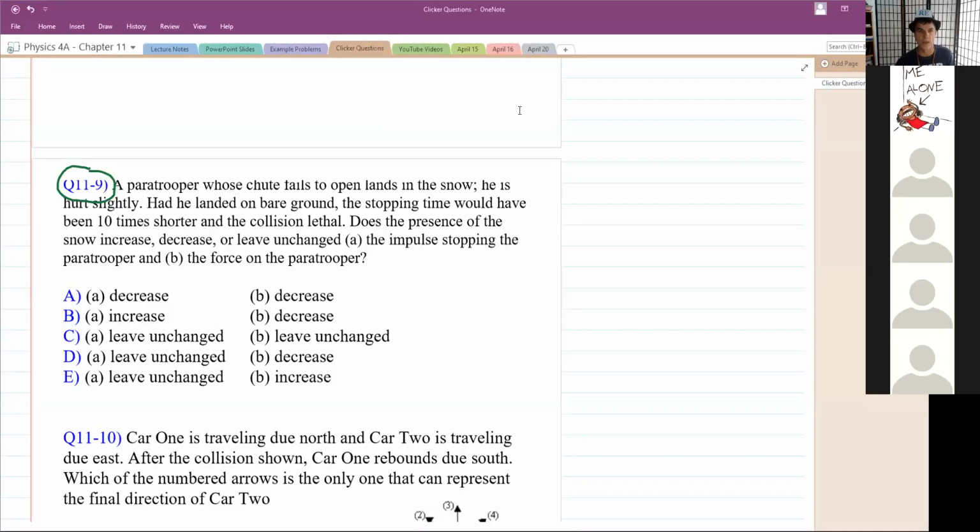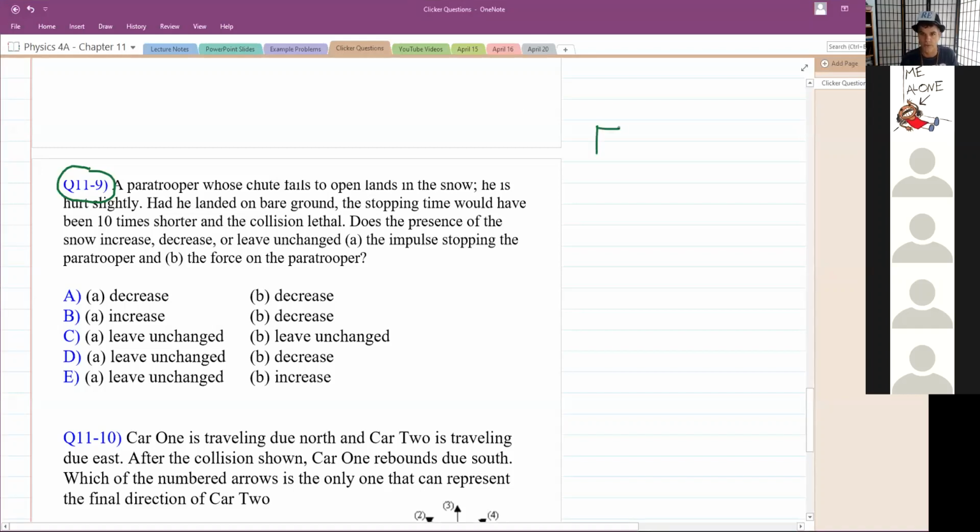Okay, so the clicker question is, a paratrooper whose chute fails to open lands in the snow, he is hurt slightly. Had he landed on bare ground, the stopping time would have been 10 times shorter and the collision lethal. Does the presence of the snow increase, decrease, or leave unchanged the impulse stopping the paratrooper and the force on the paratrooper?